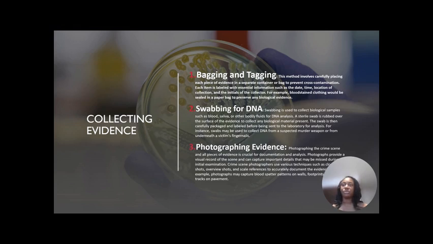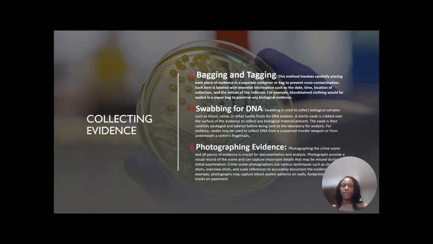If we find a shoe, that's something that we have to bag and tag. If we find a pair of jeans with blood stains on it, that's something that we also have to bag and tag. This method involves carefully placing each piece of evidence in a separate container or bag to prevent cross-contamination. Swabbing for DNA. Swabbing is used to collect biological samples such as blood, saliva, or other bodily fluids for DNA analysis.